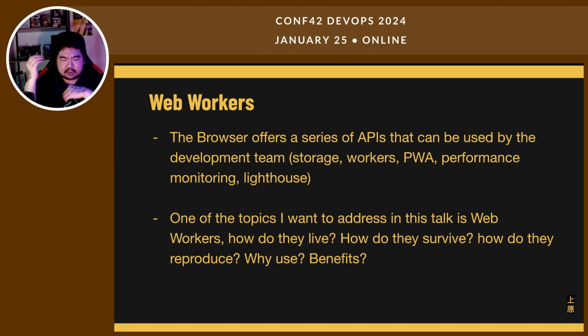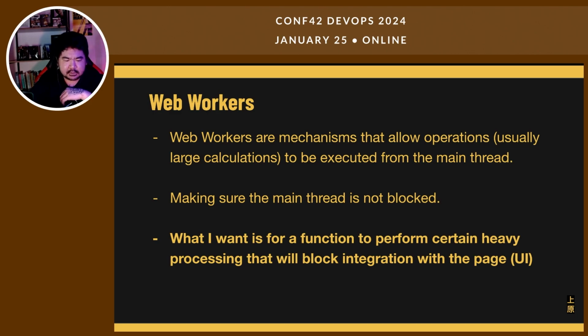And one of the topics I want to address in this talk is web workers. And how do they live? How do they survive? How do they reproduce? I'm kidding. But why use them? What are the benefits? So let's see. Web workers are mechanisms that allow operations, usually large calculations or huge operations, to be executed off the main thread, making sure the main thread is not blocked.